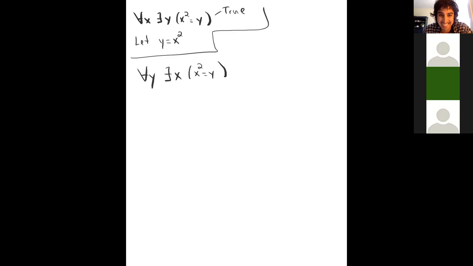Oh, I thought he was saying that for all y's there is one x such that x squared equals y. There just is an x. It doesn't have to be one, but there is an x. So for every y, there's going to be a corresponding x. Can you find an x?